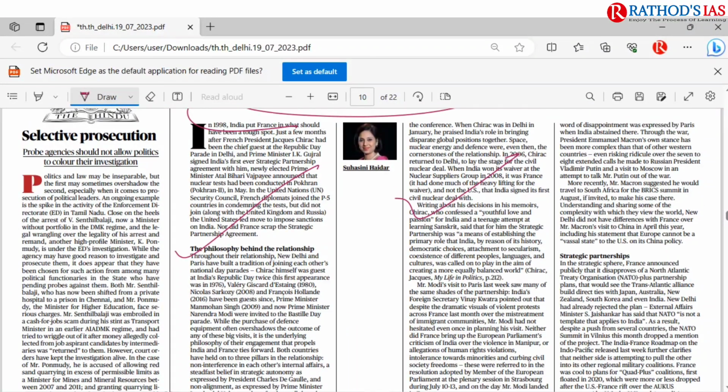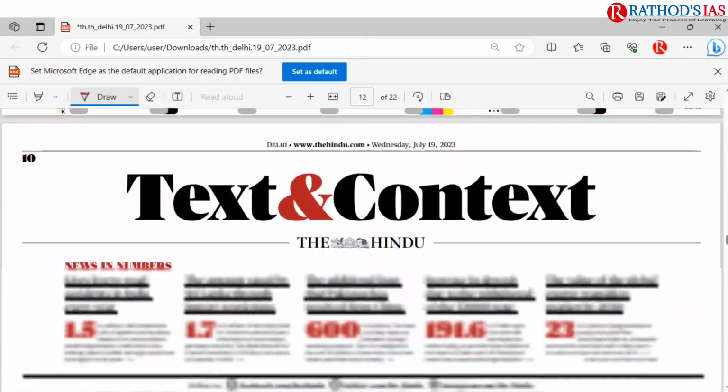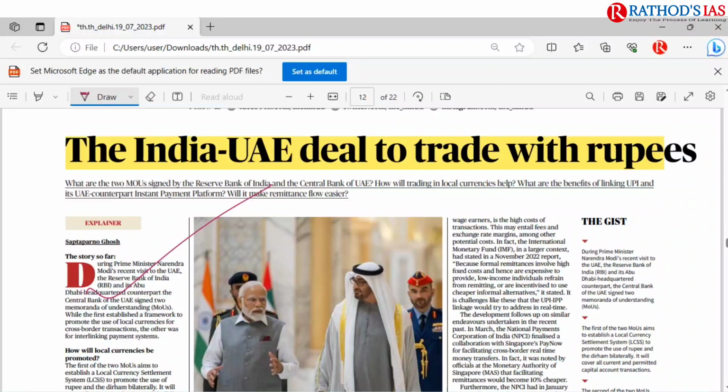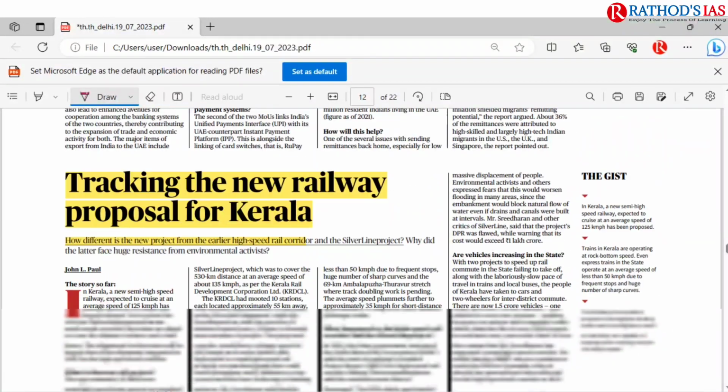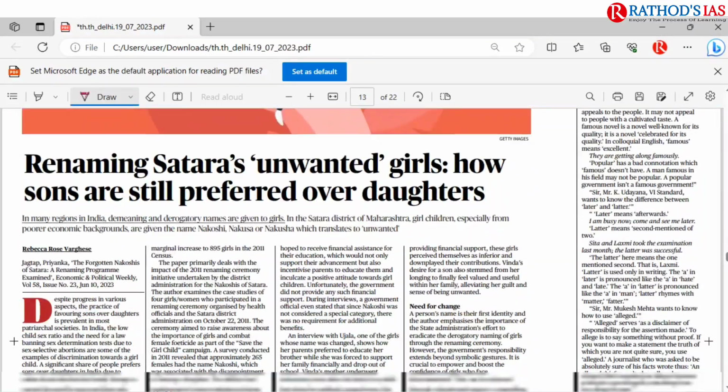And here you can see this article which is regarding ED. So if you have time, you can go through this ED, and I already discussed this topic in our earlier lectures. And if you move forward in this text and context, I discussed this topic regarding rupee dirham trade. I discussed this topic regarding new railway proposal for China.